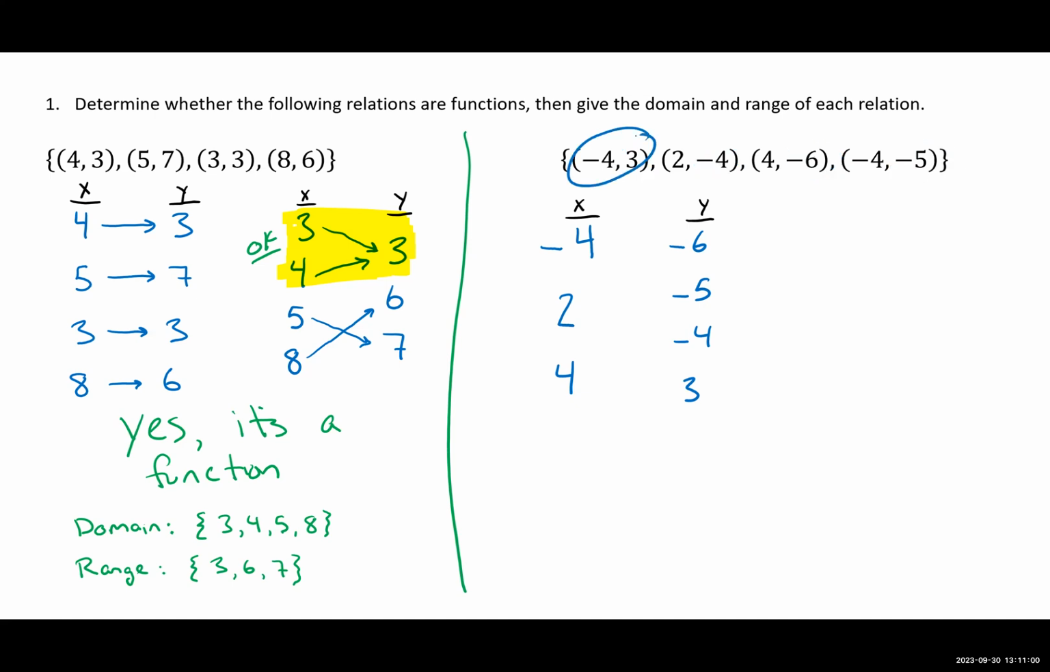Now, this first point is saying negative 4 goes with 3. Negative 4 is paired up with the number 3. Next point is saying positive 2 for x is paired up with a negative 4. Next point is saying positive 4 for x is paired up with negative 6 for y. And then the last point is saying negative 4 for x is paired up with negative 5 for y. Well, this is a problem.